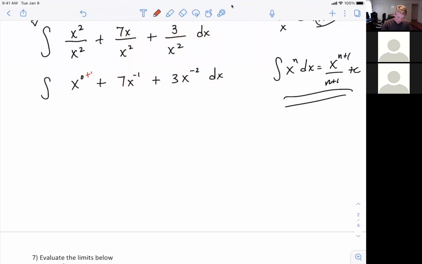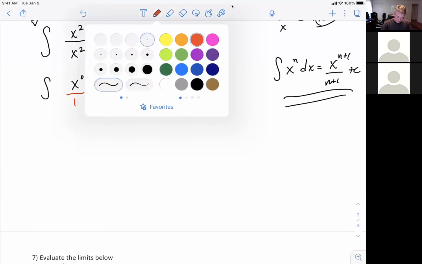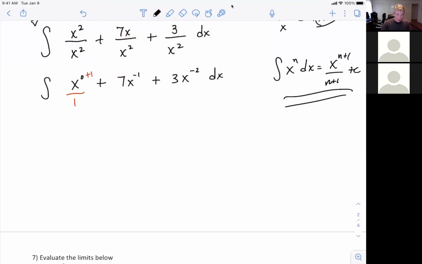So you add 1, and 0 plus 1 equals 1, so then divide by 1. So that means it's going to be x to the 1 divided by 1, so it's just x to the 1. And at this point, I'm done integrating, so I don't write this symbol anymore. We're done with it.